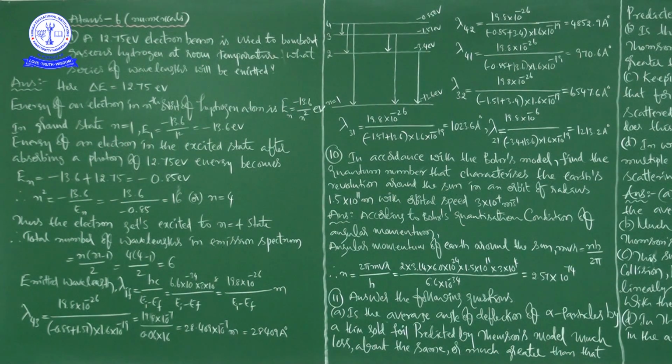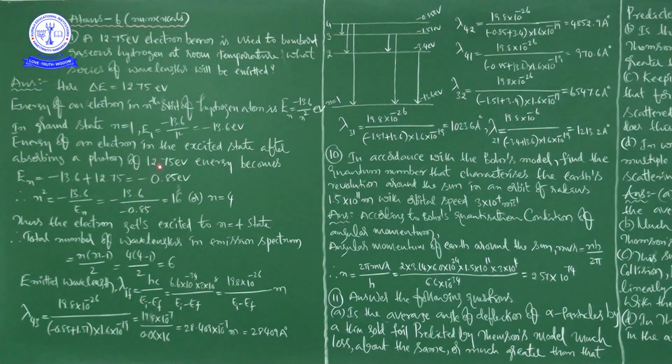In the ground state, when n is equal to 1, E1 is equal to minus 13.6 divided by 1 square, since n square is there. So it is equal to minus 13.6 electron volt. This is the energy of an electron in the ground state, minus 13.6 electron volt.